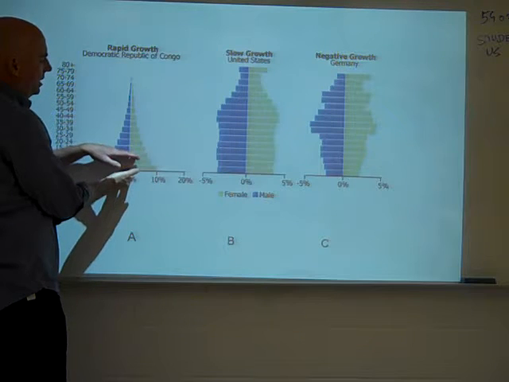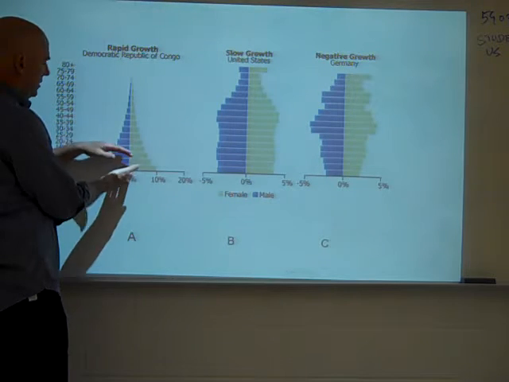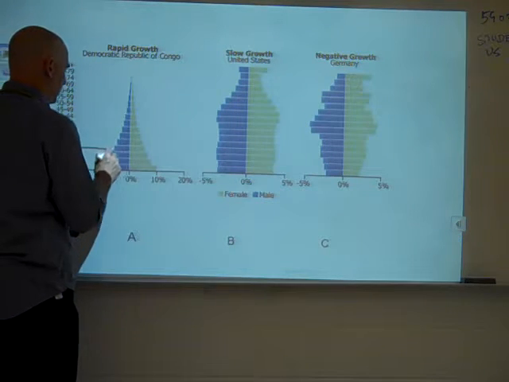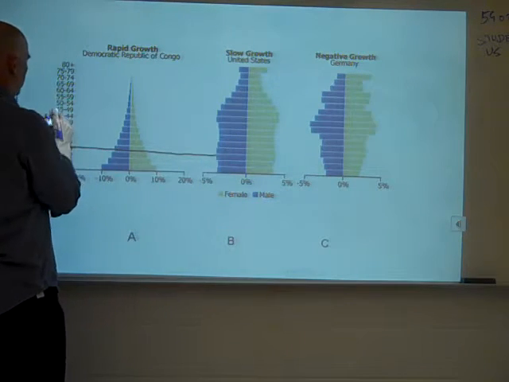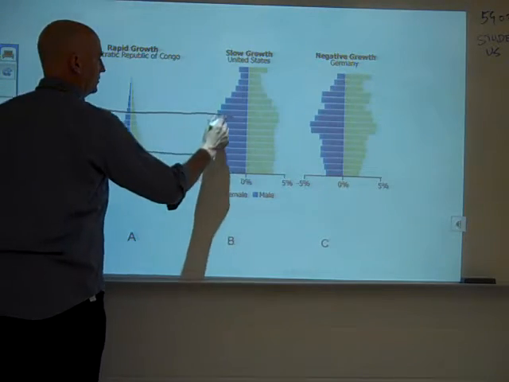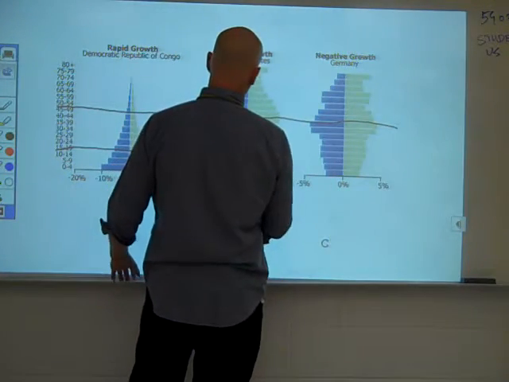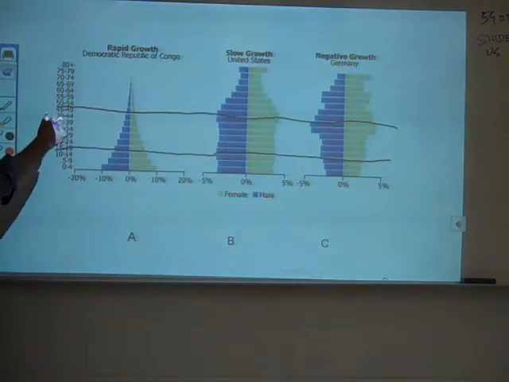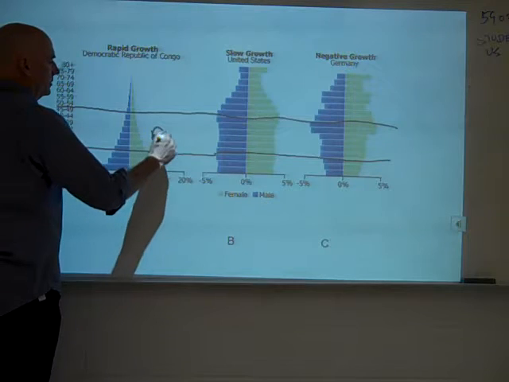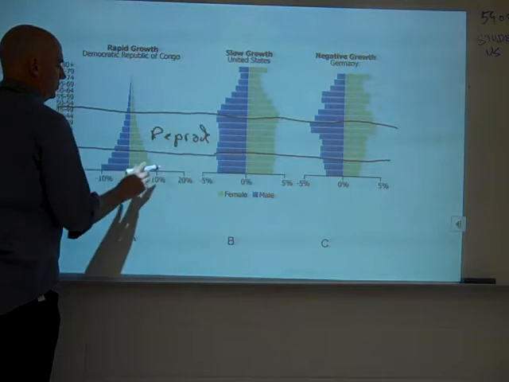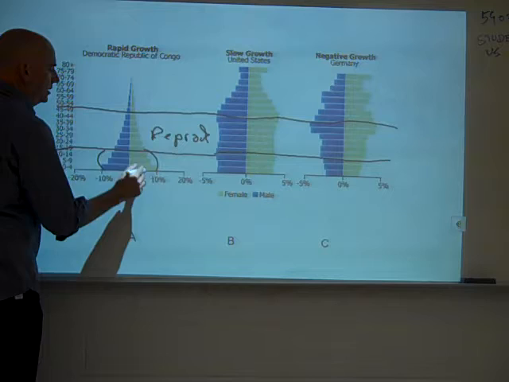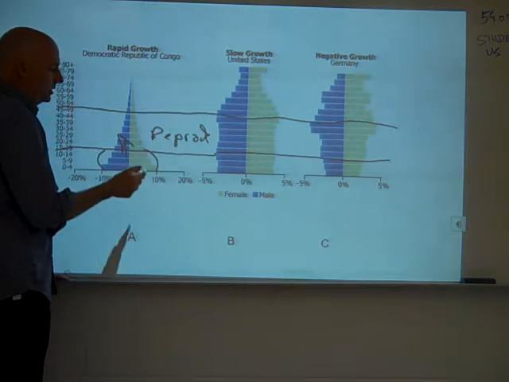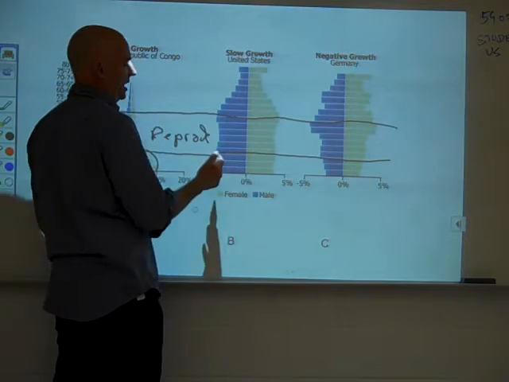The key as to why they're going to have such fast population growth is that you can break this up into pre-reproductive and then reproductive. 15 to 45 typically is what we call the reproductive years. So if you've got a lot here that are going into this age group over the next 10 years, which is how often they do population studies, that society is going to grow the fastest.